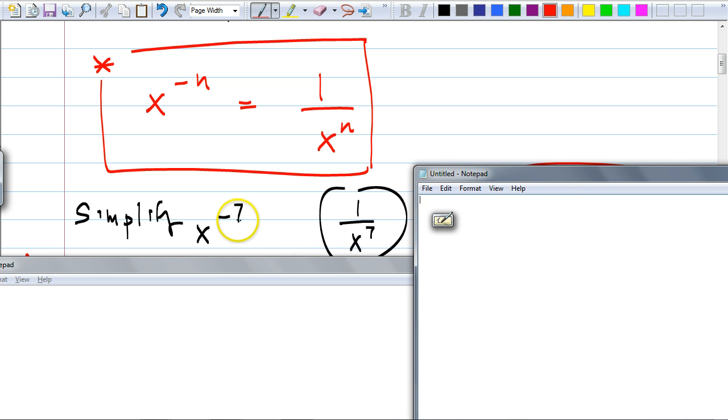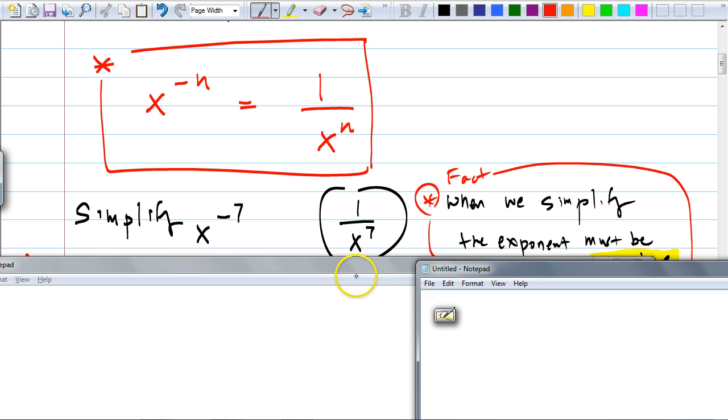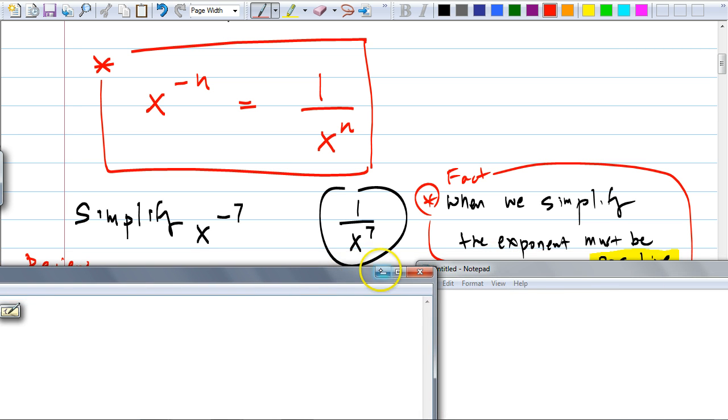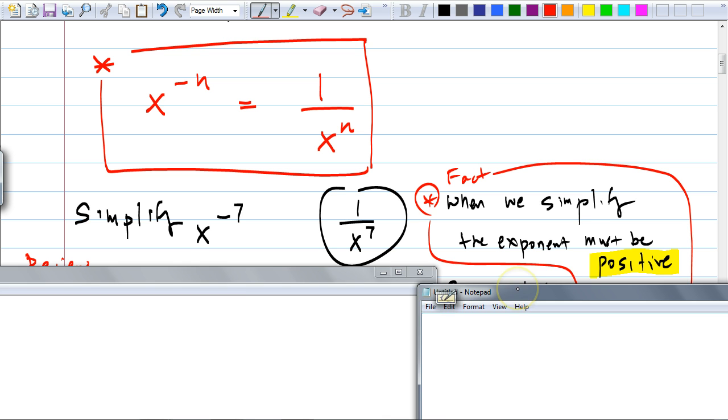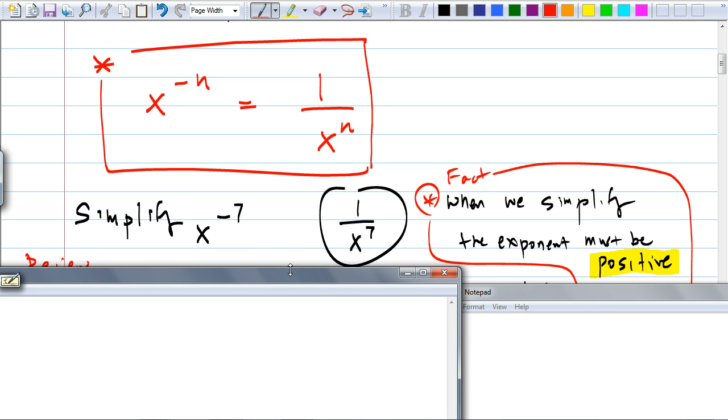Even though x to the negative 7 power looks very simple, when you are simplifying an expression with exponents, you cannot have a negative exponent. Is that okay? So write this down. This is important. When we simplify, the exponent must be positive. If the exponent is negative, then you're not done simplifying. That's why it says simplify x to the negative 7 power. Even though it looks very simple, it's not fully simplified because we have a negative exponent. Does that make sense?